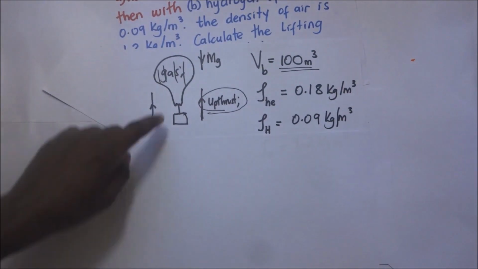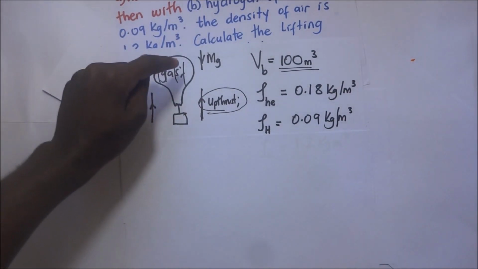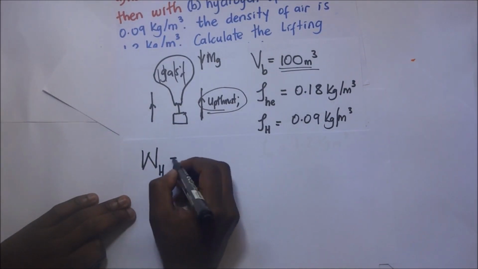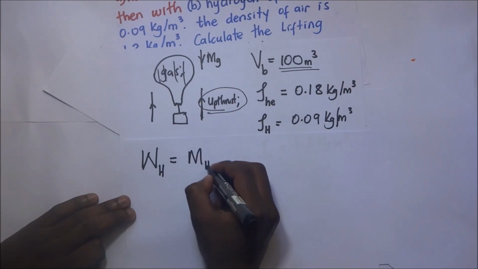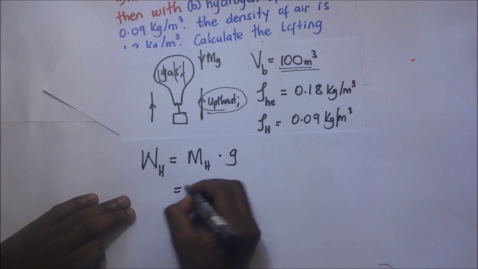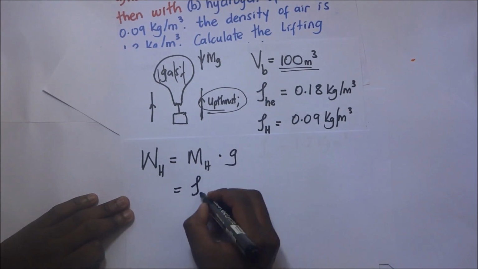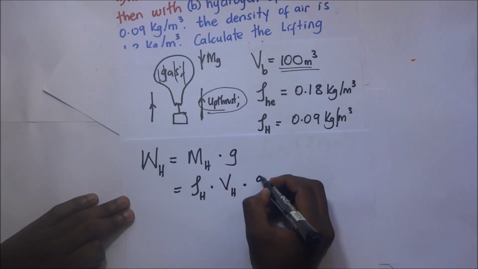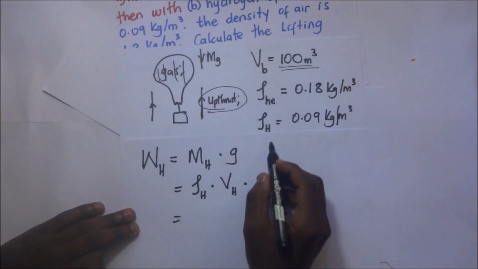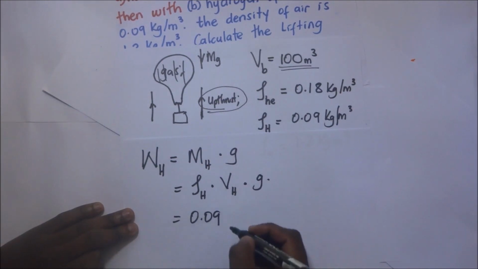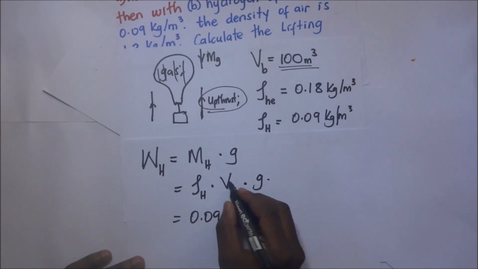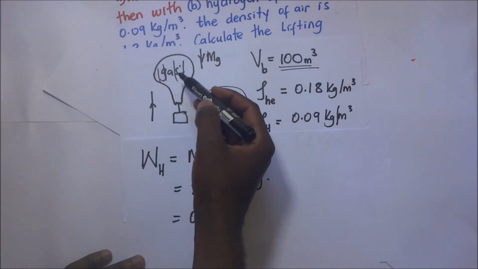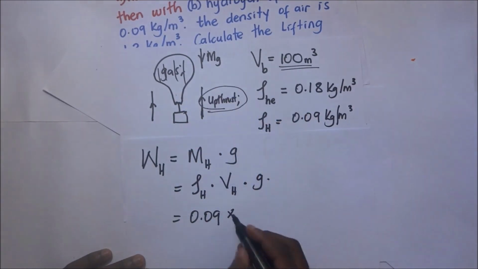So we'll go ahead and find the weight of this balloon when there is hydrogen in here. Of course, the weight when it is hydrogen in the balloon is going to be given by the mass of hydrogen, multiplied by the gravity. This is going to be given by density of hydrogen, multiplied by volume of hydrogen, multiplied again by gravity. So the density of the hydrogen is given by that 0.09. That is in our question. Multiply that by the volume of the hydrogen. Of course, the volume of the hydrogen is equivalent to the volume of the gas, which is 100 meters cubed.